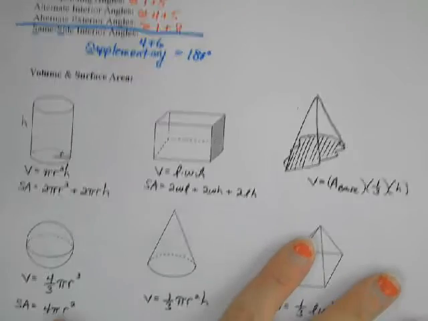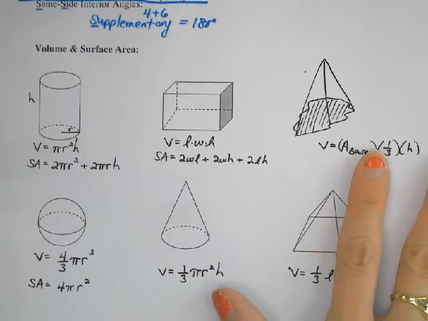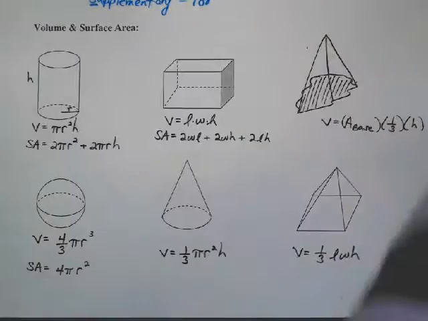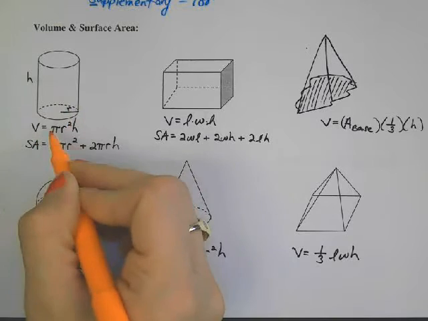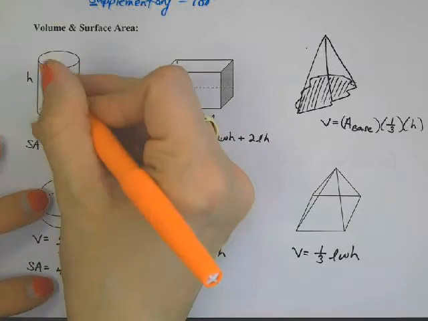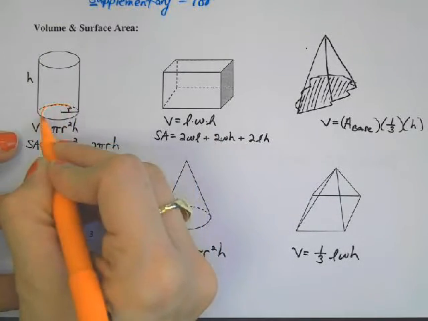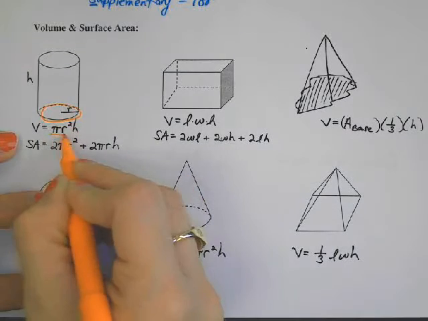Here's a bunch of formulas. I've already written them all out for you, so what I want you to do here is study them and try to memorize some of the rules. For all of these shapes, what you do for volume is you take the area of the bottom, then you multiply by height. So the area of this bottom here, for a cylinder, is pi r squared.